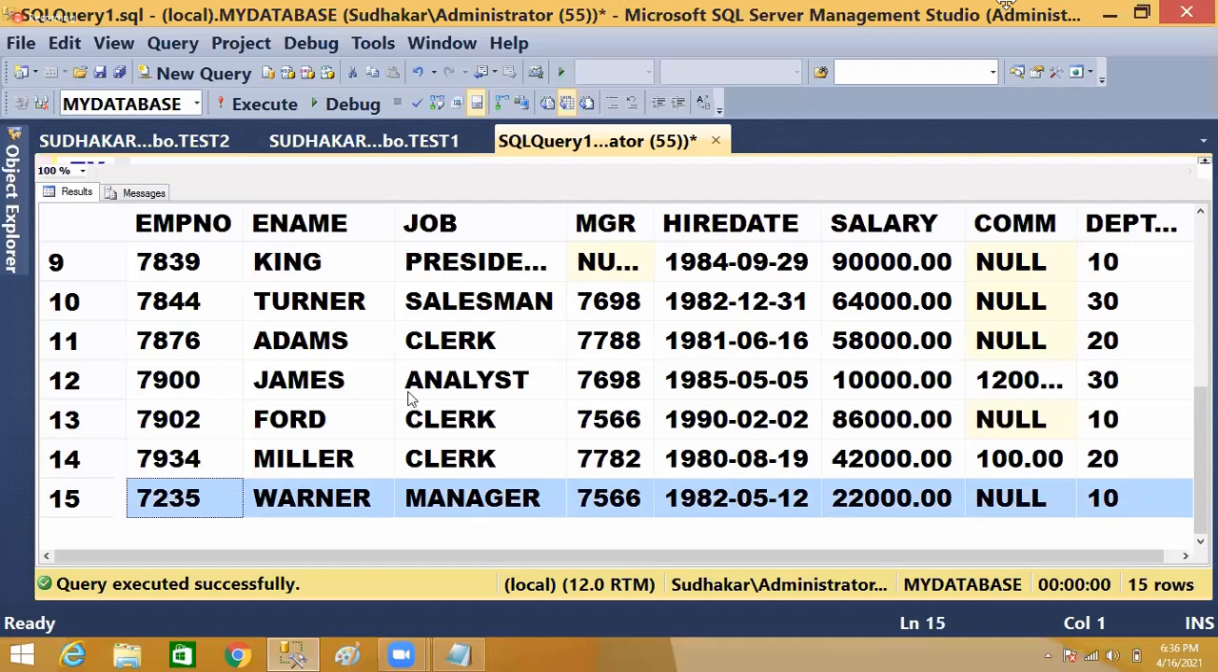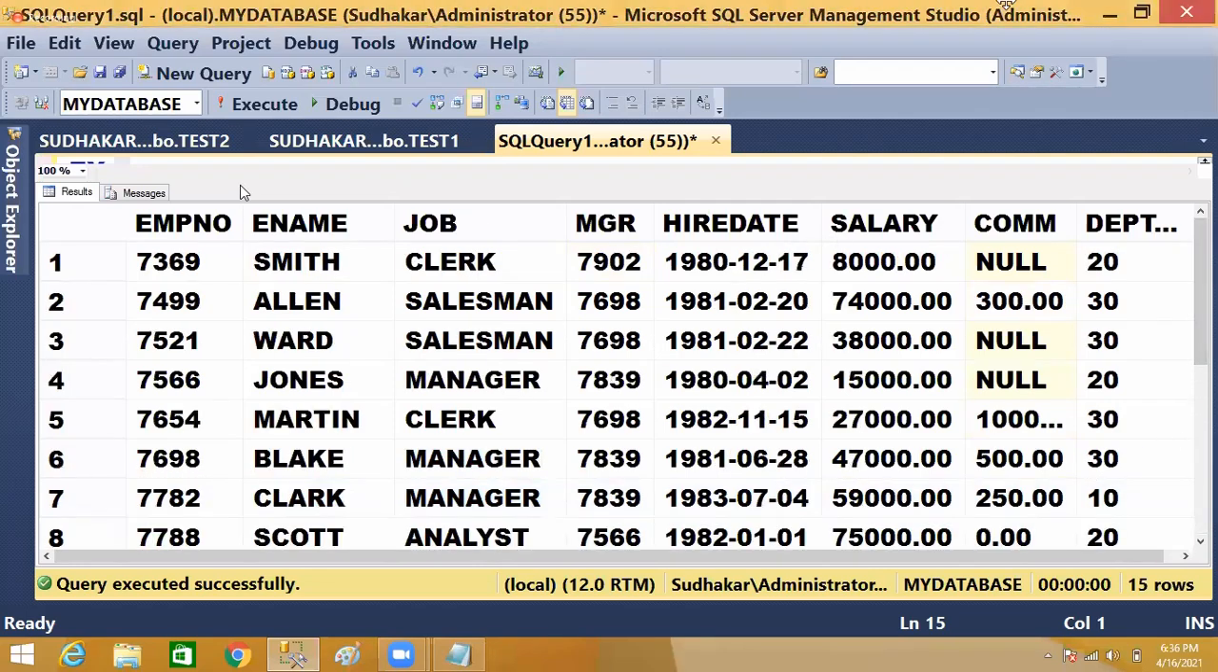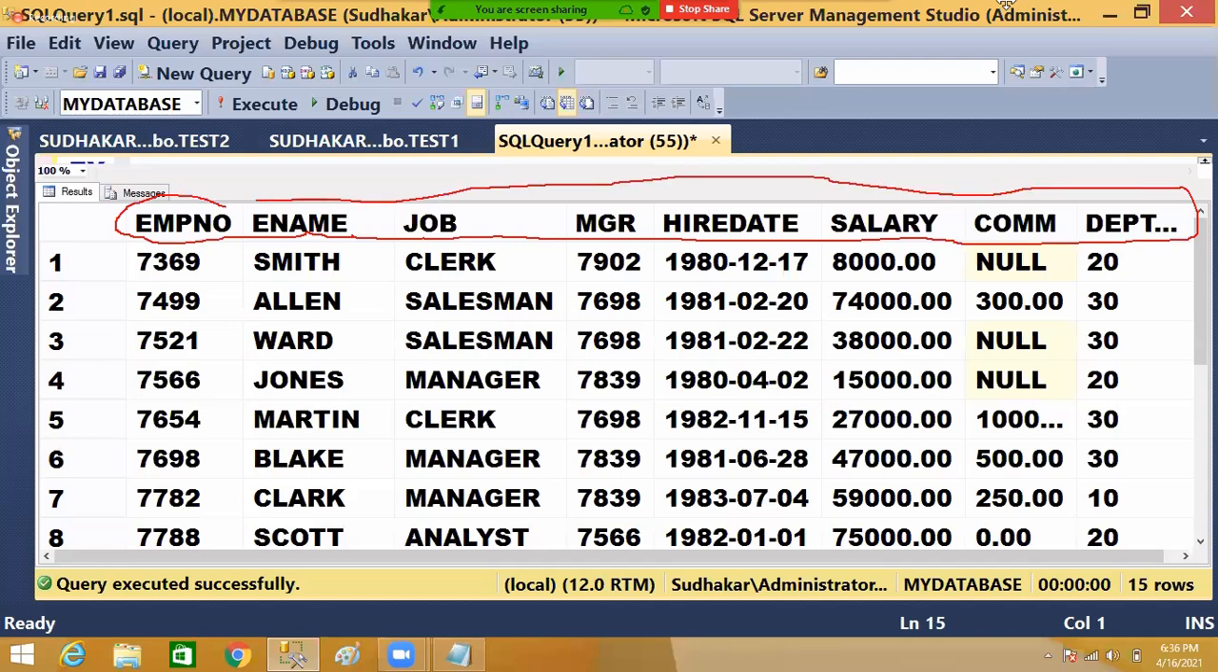Now, if you carefully identify which columns we have, the column names are employee number, name, job, MGR, hire date, salary, commission, and department number. These are our columns. But in this table, can you identify if there is any column like low salary and high salary? Are there low salary or high salary columns in this table?